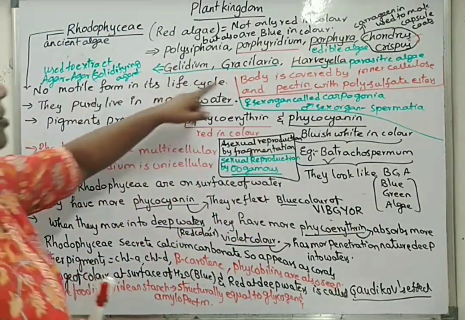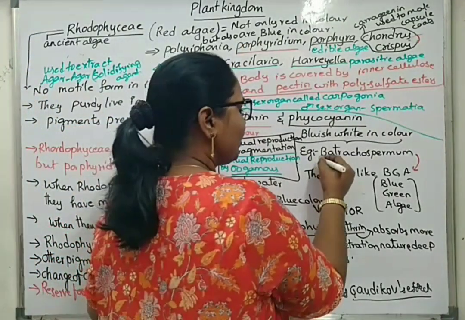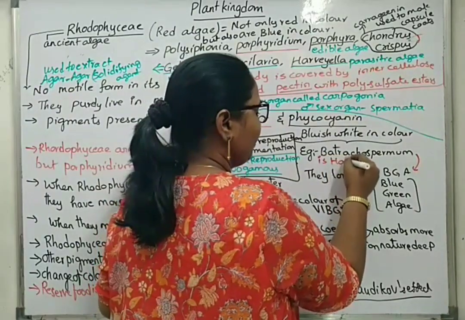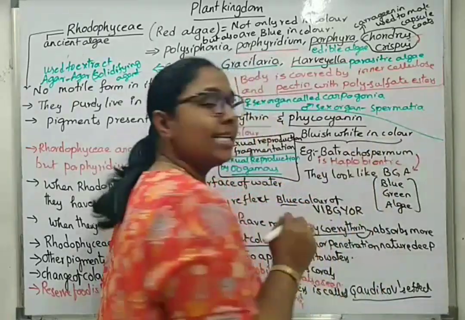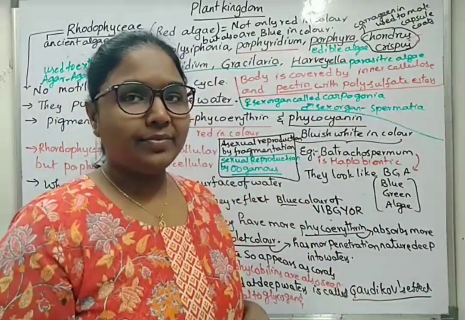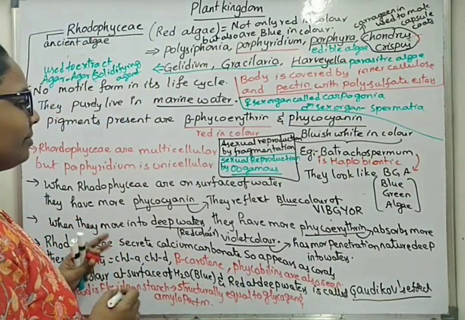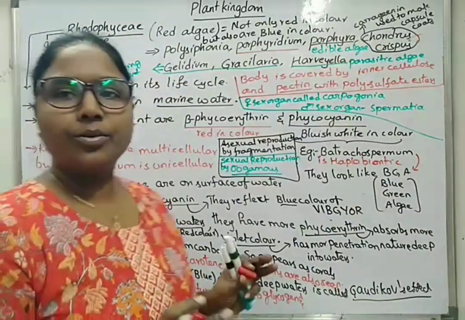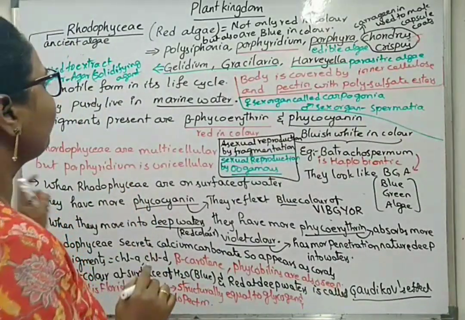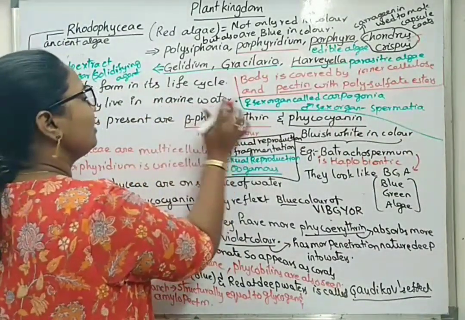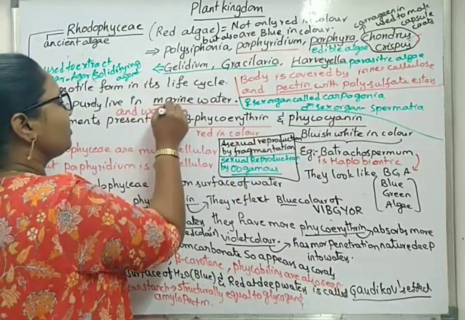Next, Porphyra is an edible alga. Porphyridium is unicellular. Batrachospermum exhibits a haplobiontic type of life cycle. Next, did we miss any point? In these Rhodophyceae members, we have seen they live in marine water. We can write another point: and warmer water also.